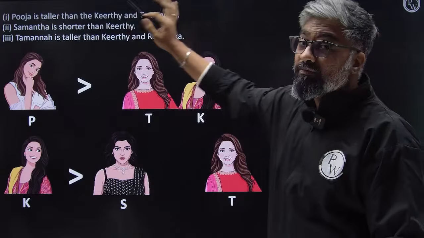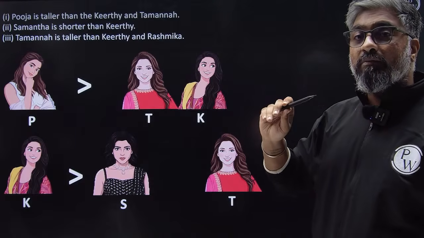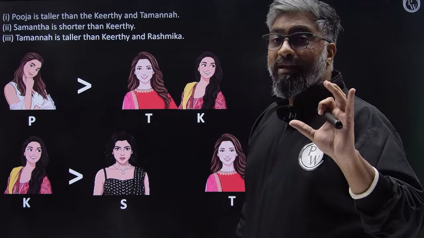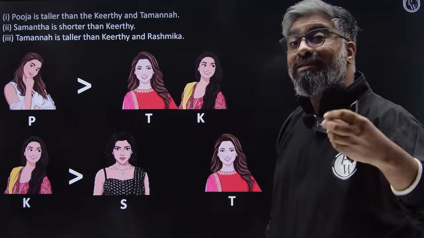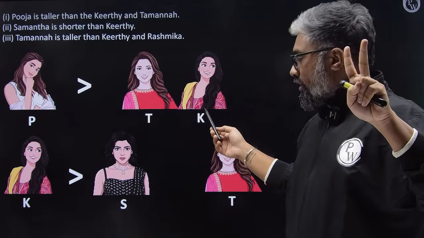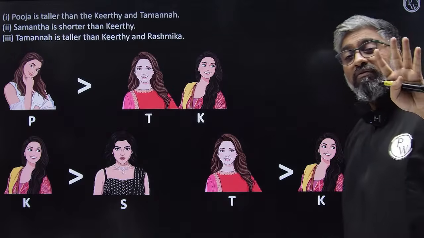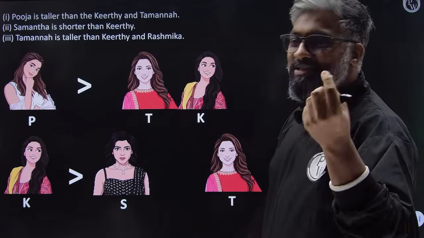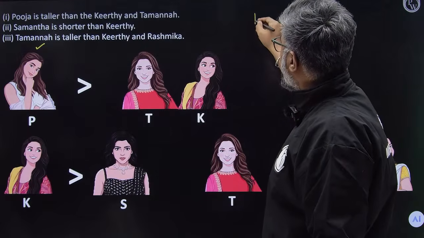Now, what happens if I try to combine all of them? What do I know? Who could be the tallest? Think about this. First place, who could be the tallest? The tallest person has to be who is not shorter than anyone. Could it be Tamanna? No. Could it be Kirti? No. Could it be Samantha? No. Could it be Rashmika? No. So, out of 5, if 4 of them cannot be tallest, who's got to be the tallest? Only one person. Very good. Only Pooja has to be the tallest, correct? So Pooja would become the tallest.